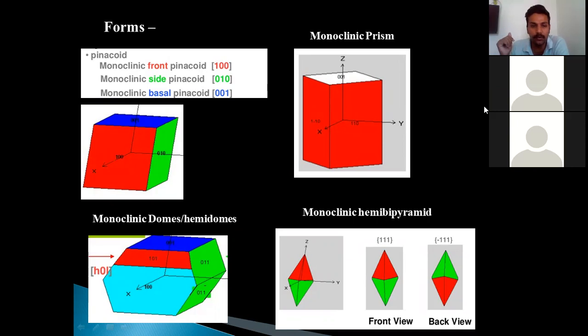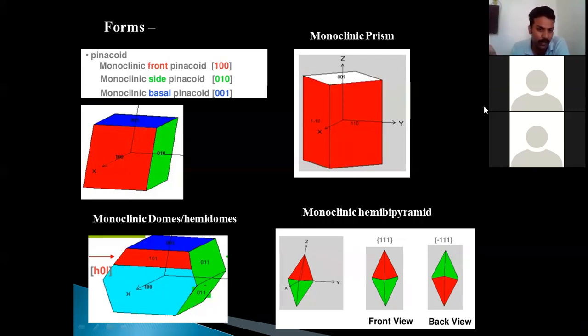Then we have seen the monoclinic domes and hemidomes, where the four faces are there. Here again, the naming is done on the basis of the axis which is parallel to them. If the ortho axis is parallel to the four faces, in that case it will be called an orthodome. If the clino axis is parallel to the four faces, it will be called a clinodome. So it ultimately depends upon which axis is parallel to it, and accordingly, the intercept made by the respective crystallographic axis will decide the Miller index.